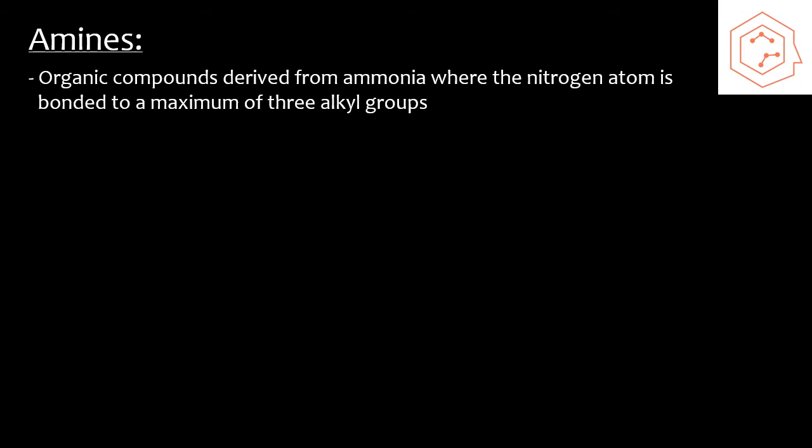Amines are organic molecules that derive from ammonia, and recall that ammonia is a nitrogen bonded to 3 hydrogen atoms. But instead, in an amine, the nitrogen atom is bonded to a maximum of 3 alkyl groups. Here's the general structure for an amine. We can see here that at each spot where there's an R, this can either be an alkyl group or it can be a hydrogen atom, either one.